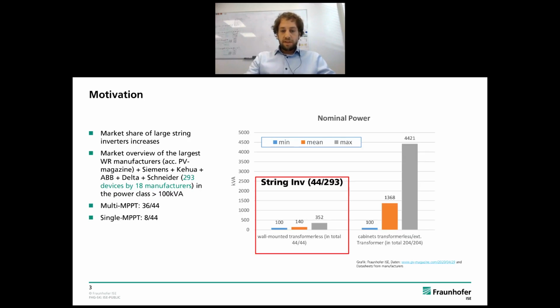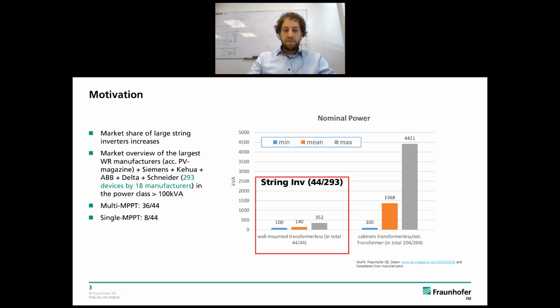And the reason we tried to analyze the complete market was to prove that this is not only a subjective opinion, but really corresponds to what is happening on the market. So we analyzed the data sheets of the biggest manufacturers in the PV market, and we saw that in the power class above 100 kVA, we found 44 devices that could be classified as standard wall-mounted string inverters.